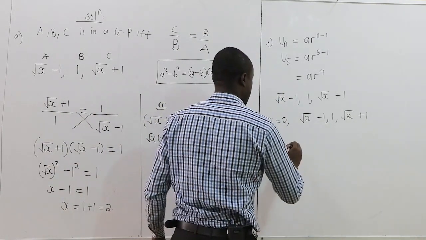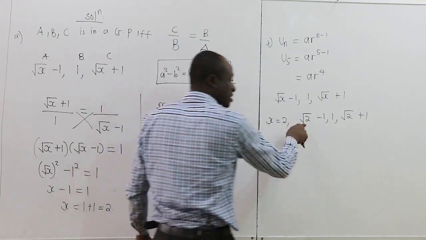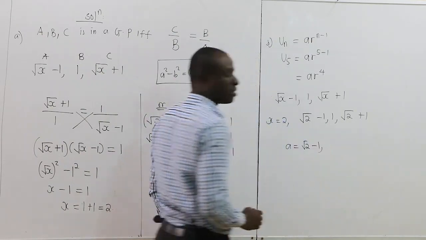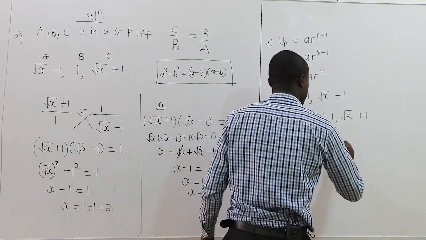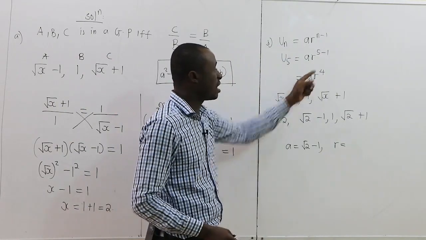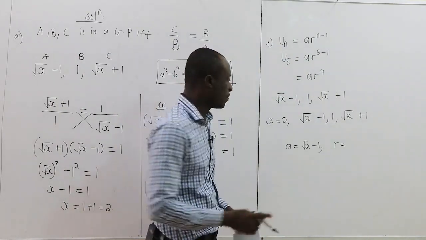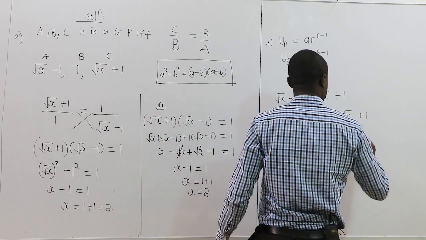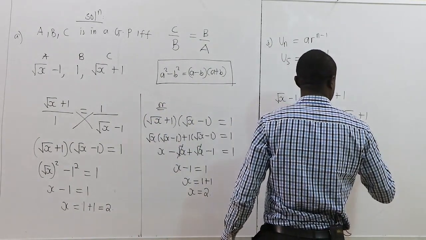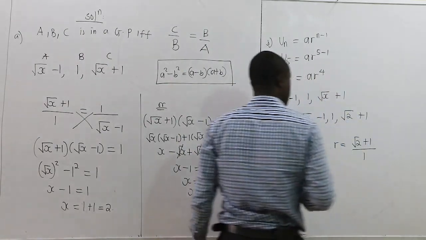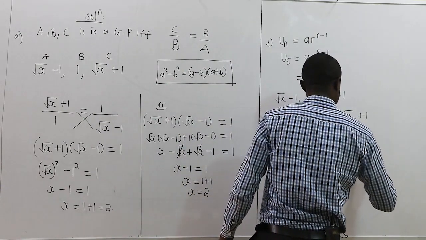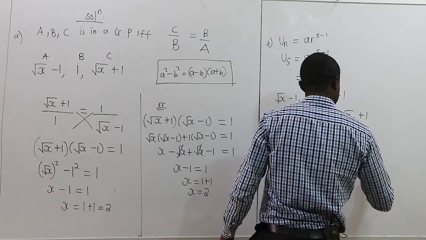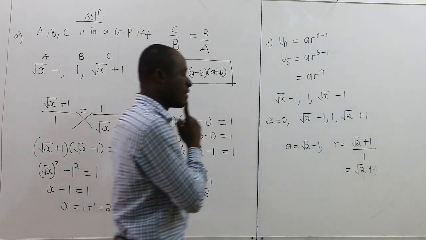Now, clearly, what is our a? Our first term is root 2 minus 1. And then we need to find the common ratio, because we have ar^4. That's this over this, or this over that. So that's root 2 plus 1 over 1, which is equal to root 2 plus 1.